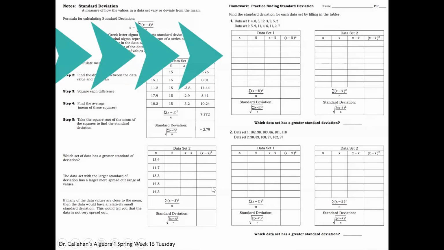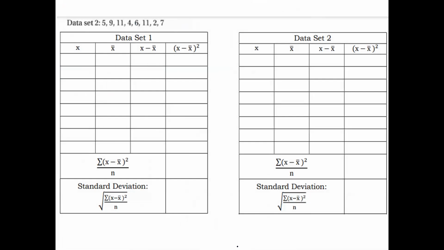All right, so I'm going to take a look over here at number 1. And here is data set 1. Your data set here is going to be 5, 9, 11, 4, 6, 11, 2, 7. And once again, you're going to find the sum of these numbers. So 5 plus 9 plus 11 plus 4 plus 6 plus 11 plus 2 plus 7. And there are 8 numbers. So your sum is going to be 55. And you're going to put that for all of these numbers.